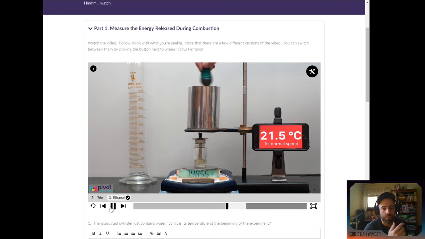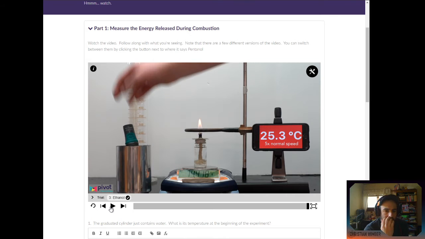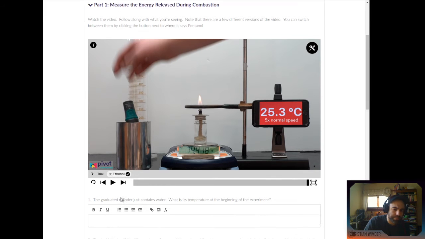And we see the temperature of the water is going up. And that makes sense because there's a fire underneath it. And we see the mass of the ethanol is going down. And that makes sense because we're burning it. Now remember, the ethanol is not being destroyed. The ethanol is just being combined, reacting with the air, and it's going out and becoming a gas.